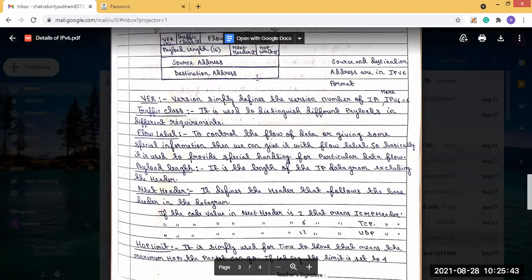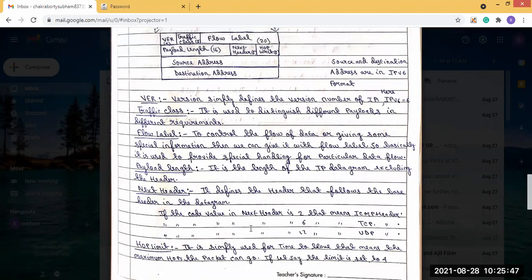And the hop limit is simply used as a time to live. That means it is the maximum number of hops that the packet can go. Let's say that 4 hops are present.